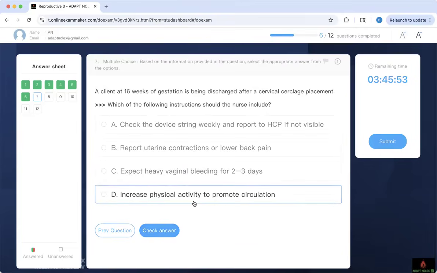A client at 16-week gestation is being discharged after a cervical cerclage placement. Which of the following instructions should the nurse include? This is a classic question. People make mistakes. In my Q bank, when I answer the question, I know specific answers they will pick. Check the device string weekly and report to the provider if not visible. Report uterine contractions or lower back pain. Expect heavy vaginal bleeding for 2 to 3 days. Increase physical activity to promote circulation. Which of these should the nurse include?